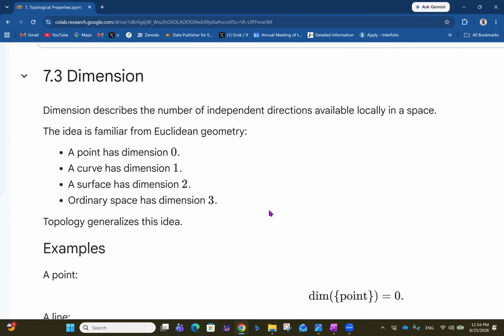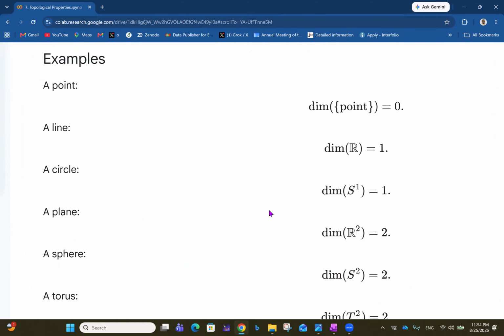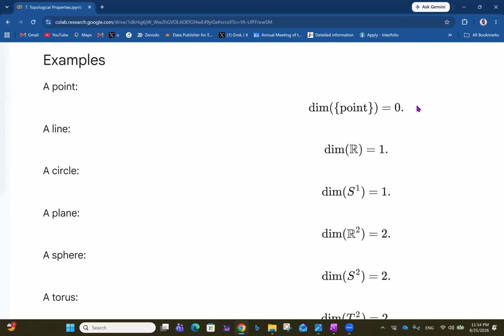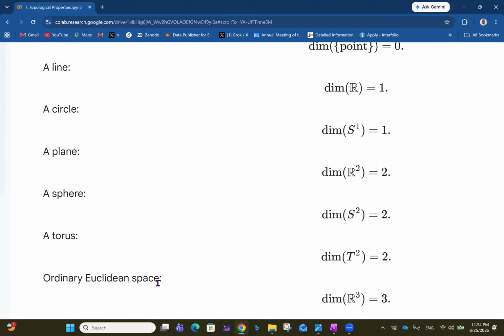Topology generalizes this idea. First of all, we're talking about a point. You have the dimension of a point to be 0. For a line, the real number line, for instance, dimension is 1. For a circle, which is also a curve, the dimension is 1. For a plane, you have the dimension of R2, which is equal to 2. For a sphere, the dimension of S2 is 2. For a torus, the dimension of T2 is 2. For ordinary Euclidean space, the dimension of R3 is equal to 3.